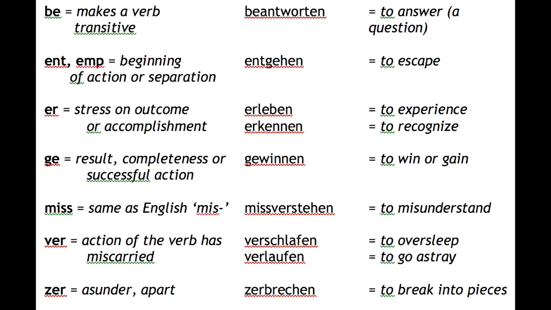So let's take the ver. I love the ver prefix. It usually implies a miscarriage of an action in some way, but not always, so be careful of that. Here we have verschlafen. We know the verb schlafen, to sleep. If you do verschlafen, then you oversleep. So you miscarried your action of sleeping. And the zer, for example, the last one here, means apart. So zerbrechen is to break apart or into pieces, rather than just simply to break, brechen.